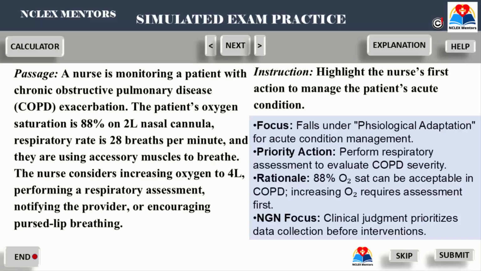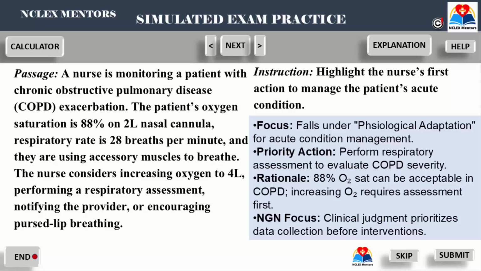Ready? Let's reveal the answer and walk through the clinical reasoning together. Answer: performing a respiratory assessment. Explanation: this is a physiological adaptation question, meaning we're being tested on how we manage an acute health problem using clinical judgment. So what's going on here?